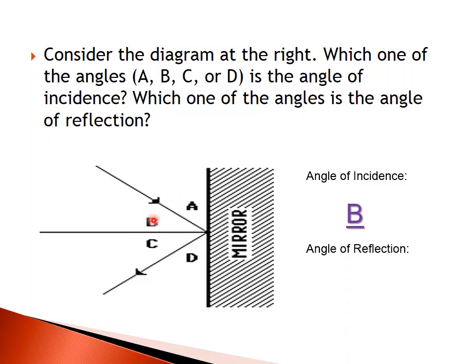How about the angle of reflection? Is that going to be C or D? That should be C. Again, with respect to the normal line. So you're not worried about these types of angles, A and D, that are next to the surface.